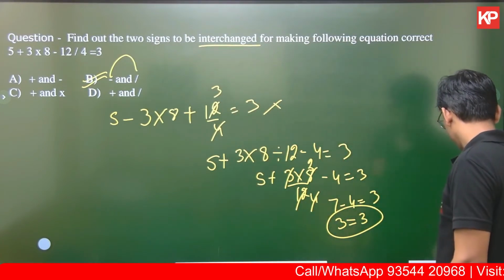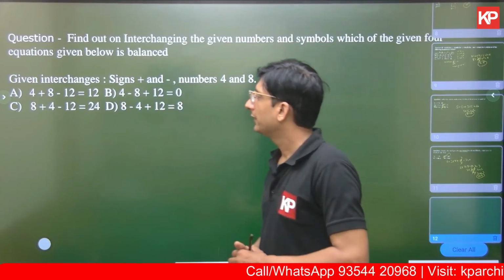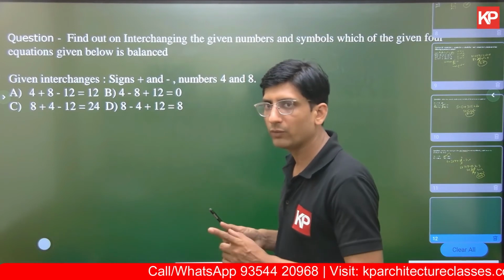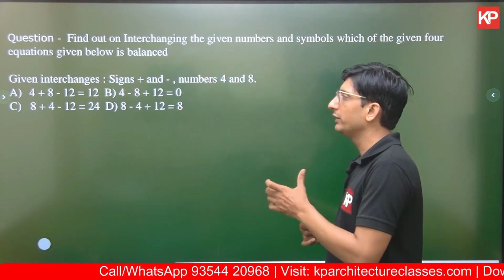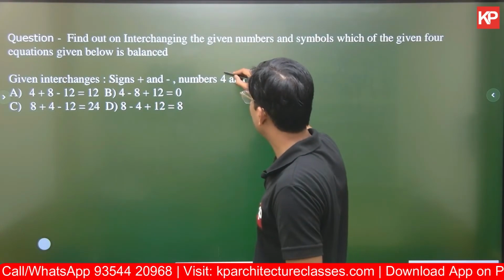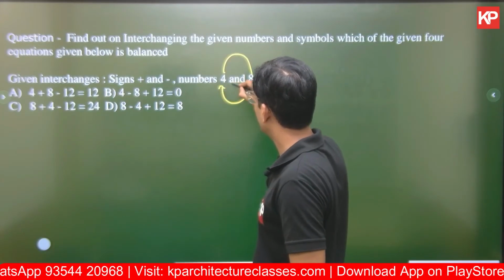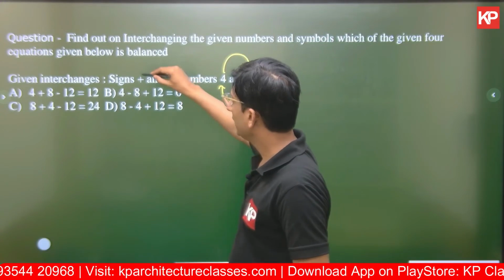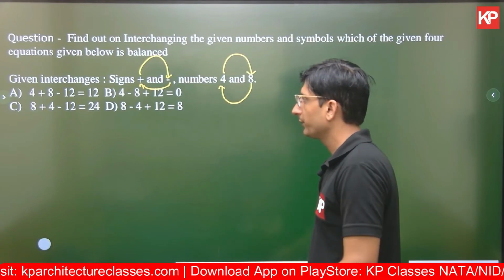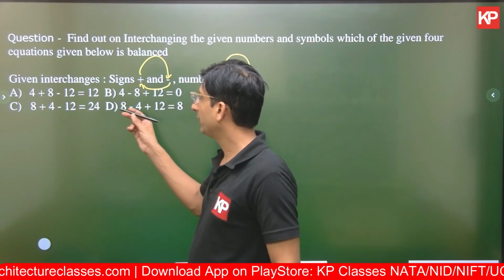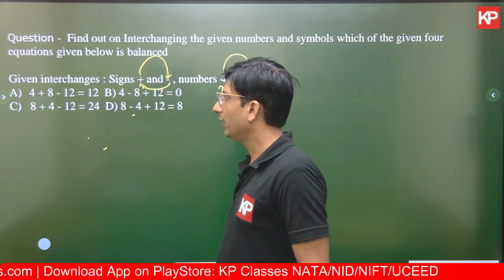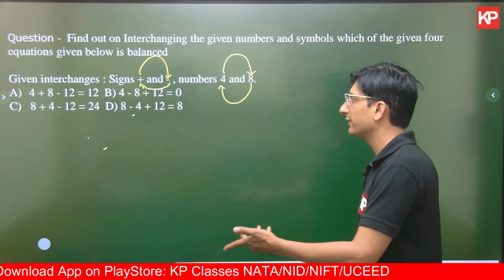Next is given, interchange signs and numbers. This one I have told you, along with the signs, in some of the questions you even have to replace numbers. So you have to interchange 4 with 8, 8 with 4, plus with minus, minus with plus. So let's solve the first one. You can see, last two are similar to each other, and upper two are similar to each other, so that doesn't make any difference.